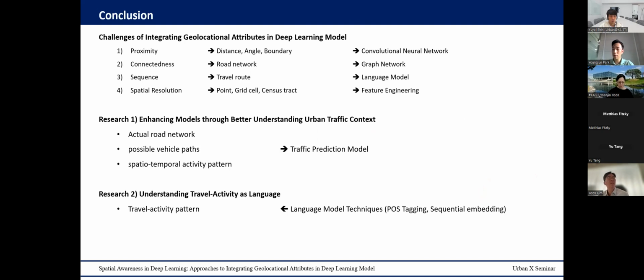So in conclusion, our research addresses the challenges of integrating geolocational attributes in deep learning models. Geolocational attributes have some characteristics such as proximity, connectedness, sequence, or spatial resolution. And also, deep learning models have some techniques to deal with these kinds of characteristics. But again, we need to be careful in dealing with those characteristics when adapting the model. So, this is my presentation. Thank you for listening.